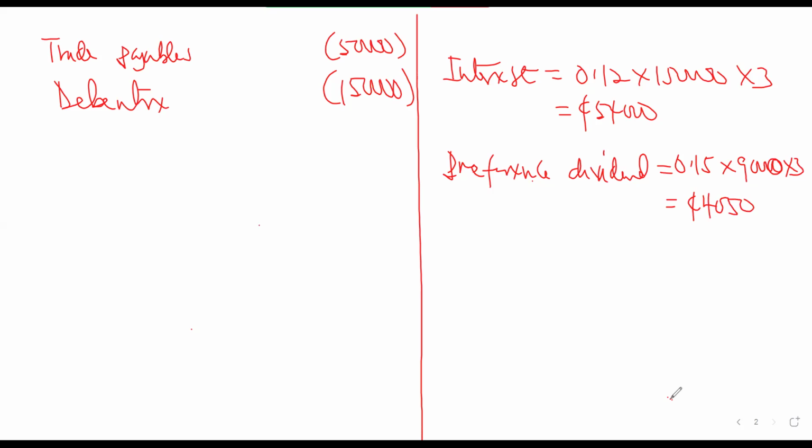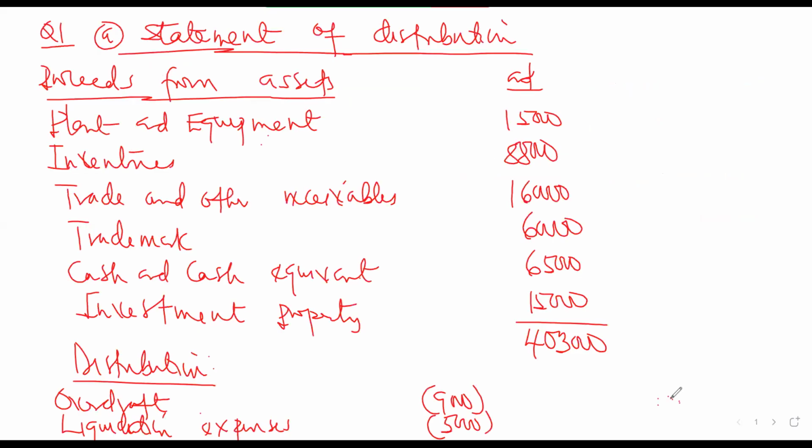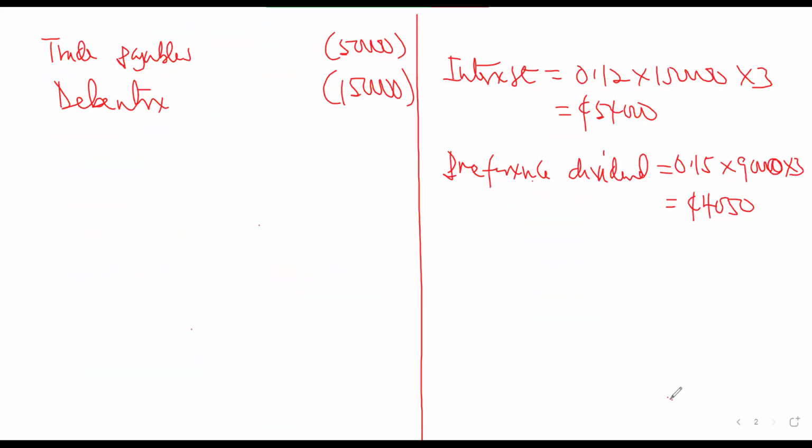These are also owings. They are part of the people that we are owing. So we'll be having the other payables of 90,000. Then we have the bank loan.